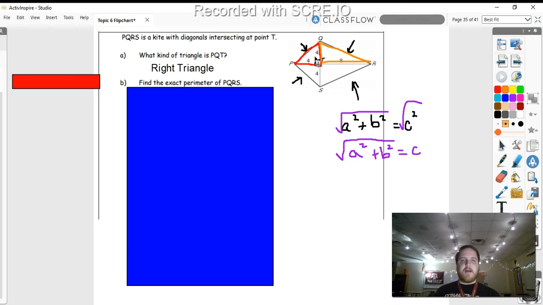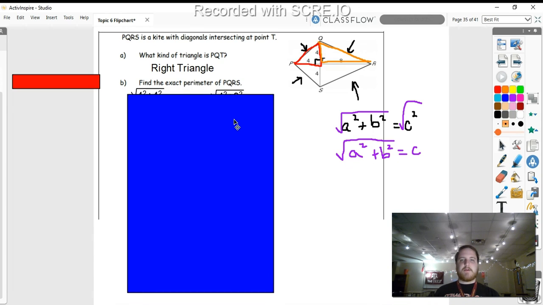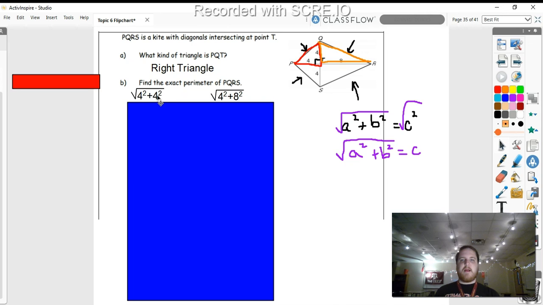For our first triangle right here, our A and B are 4 and 4. That's the two lengths of the legs. For our other triangle, we've got leg lengths of 4 and 8. So under our square roots, we've got 4 squared plus 4 squared. We've got 4 squared plus 8 squared, okay? This is our red triangle, and this other one is our orange triangle right there.